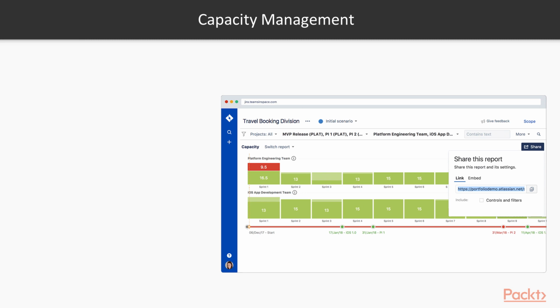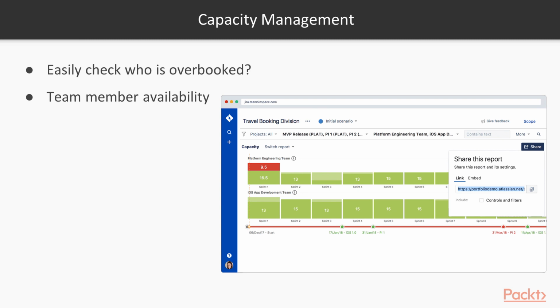Capacity management. With the help of Portfolio, you can easily check who is overbooked and who is not allocated enough. So you can take a look at the individual team member availability. You can also track the holidays. So when you create a portfolio plan, you will be able to mention that a particular resource is on holiday on a particular date. And when you input this information in the portfolio plan, you can also share these reports with your team members.